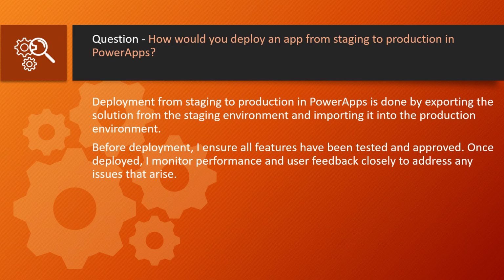How would you deploy an app from staging to production in Power Apps? So deployment from staging to production in Power Apps is done by exporting the solution from the staging environment and importing it into the production environment. And before deployment, we should ensure that all the features have been tested and approved in the staging environment. Because once it is deployed, you need to monitor the performance and user feedback closely to address any issue if it arises in production.